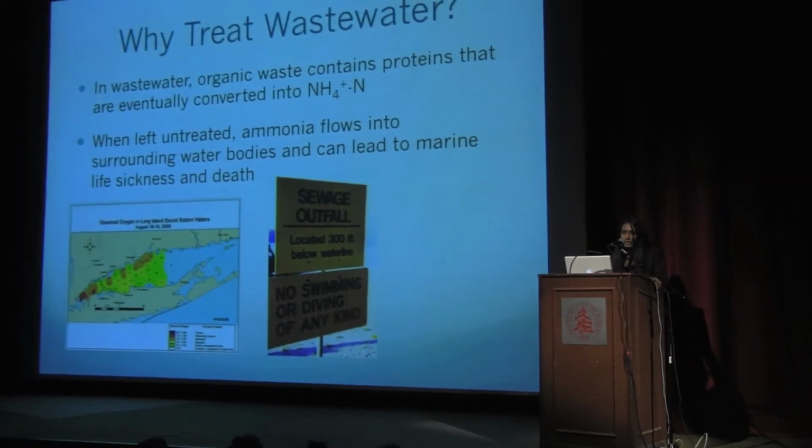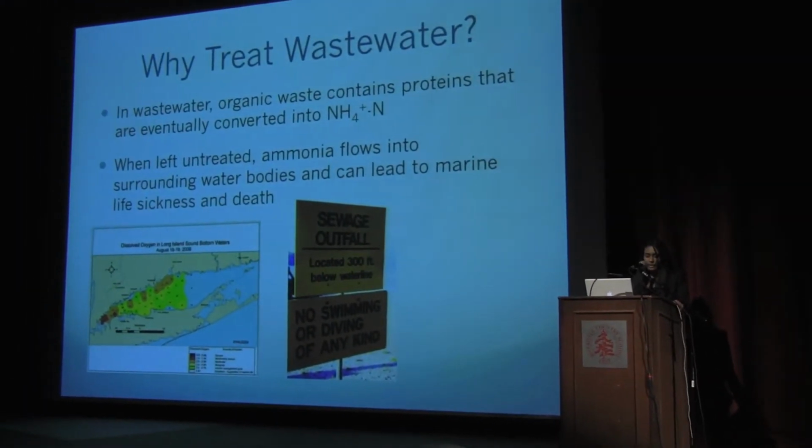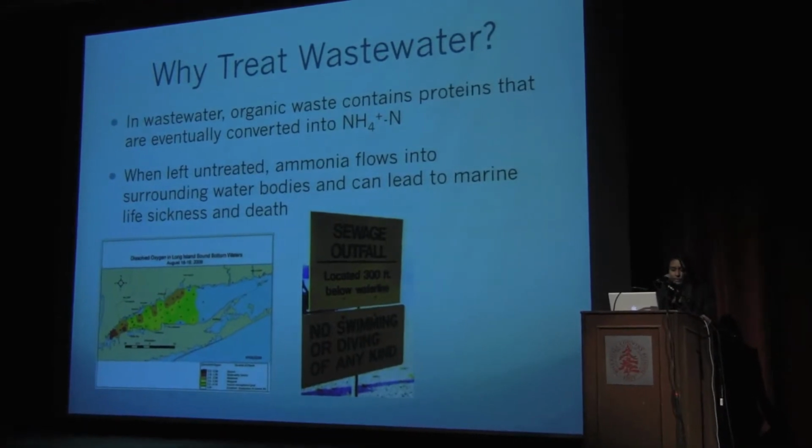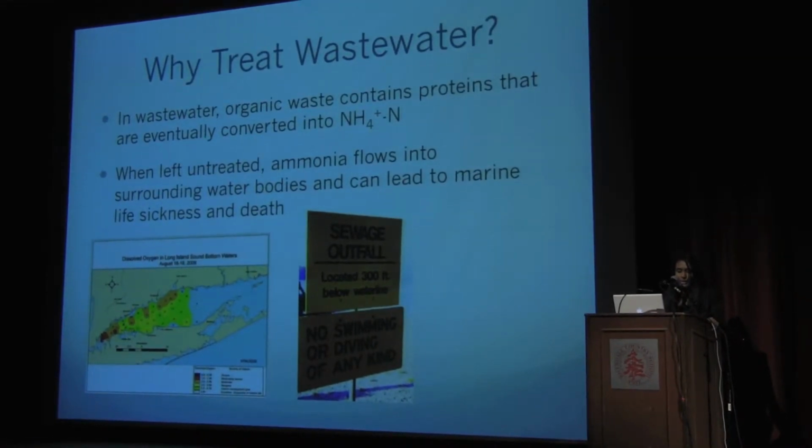Wastewater is very important to treat. Wastewater consists of many nutrients, such as ammonia. This ammonia needs to be removed from the water, or it will flow into the surrounding water bodies and make these regions severely hypoxic, meaning there is very little oxygen in the water. These low oxygen concentrations lead to the death of many fish.